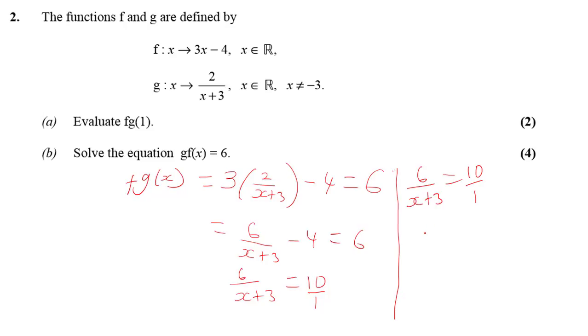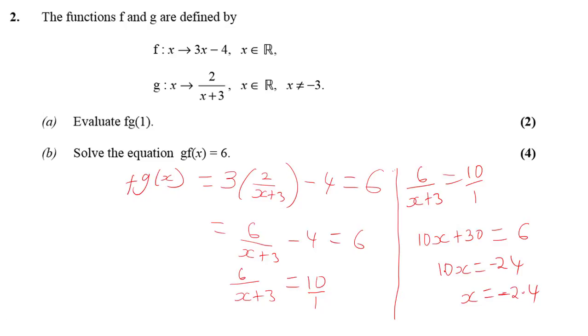Cross multiply both sides. I've got 10x plus 30, because you do this times by that, and you can leave it on the left because I want x to be on the left when I'm solving. 6 times 1 is basically 6. Taking away 30 from both sides, 10x equals negative 24, and therefore x becomes negative 2.4 when you divide by 10. Okay, so that will be the answer to that. So that's how to do that.